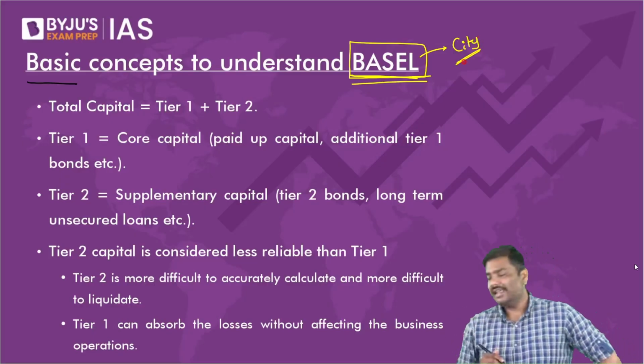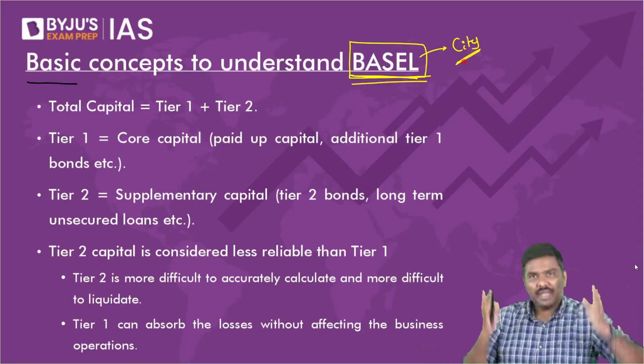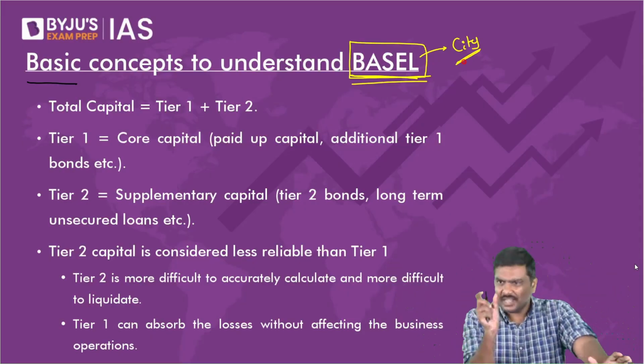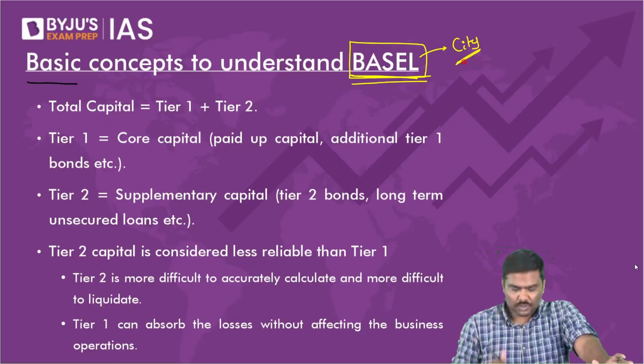Okay, Basel is a name of a city. Don't ask me, sir, give me expansion of Basel. Basel is a name of a city. It is a city's name. And in this city, there is one institution. I'll come back to this.